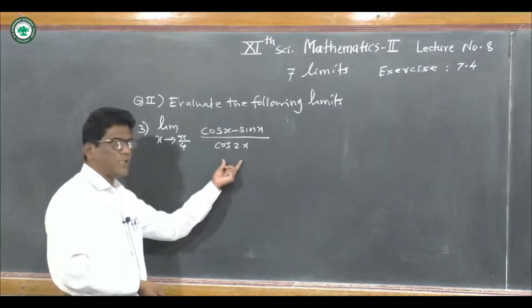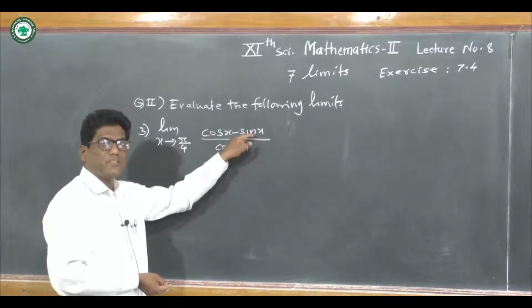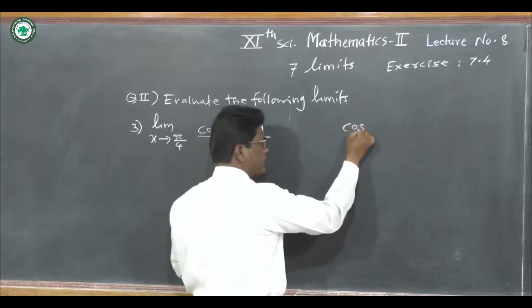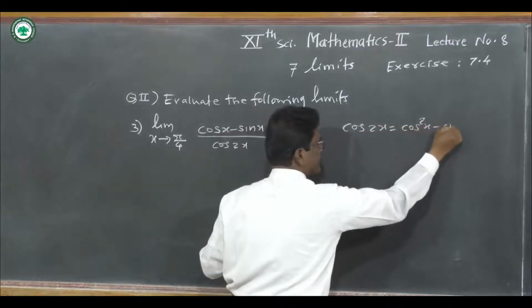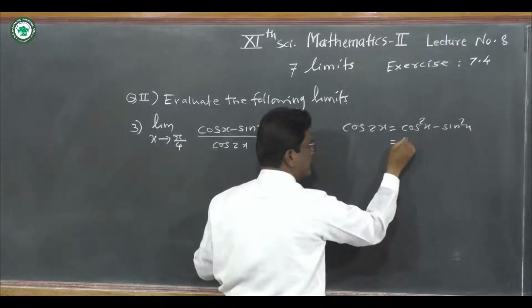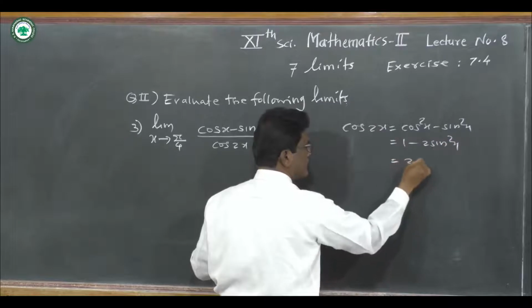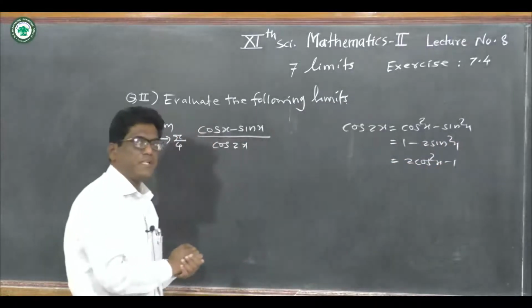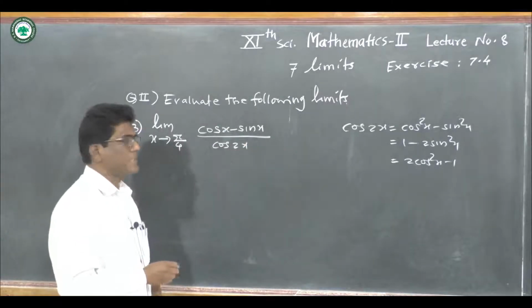We know the formula of cos of 2x in terms of cos x and sin x, which is in the numerator. So cos of 2x has the formula cos square x minus sin square x. This is the first formula. Second is 1 minus 2 times sin square x. Third is 2 times cos square x minus 1. These are the formulas of cos of 2x. We use the first formula, cos square x minus sin square x.